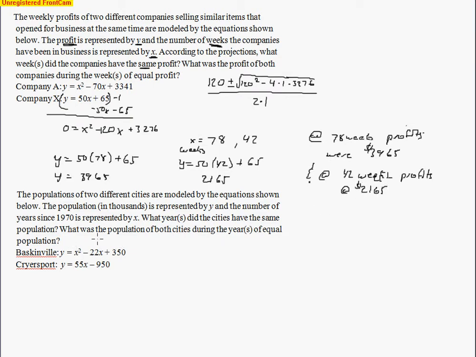Let's try one more here. The population of two different cities are modeled by the equation shown below. Populations are in thousands, represented by y. So y is going to be population in thousands, and the number of years since 1970 is represented by x. Okay, a little different here. What years do the cities have the same population? What were the populations in those times?